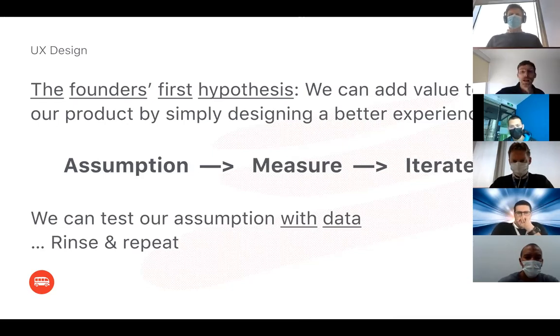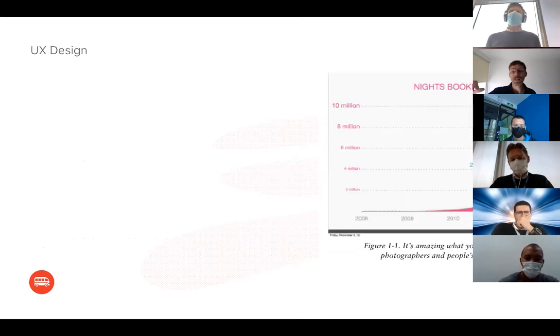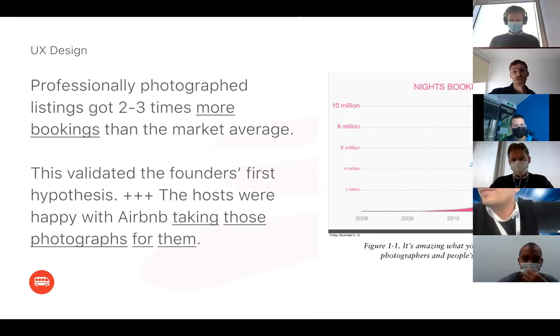So at this stage, they're already connecting hosts to renters. And they felt that better quality photography could give them an edge in the market. They started experimenting around 2011. And they had a team of 20 professional photographers going into the field and taking photographs of apartments for their hosts. And that's when they saw this growth in terms of nights booked, right?